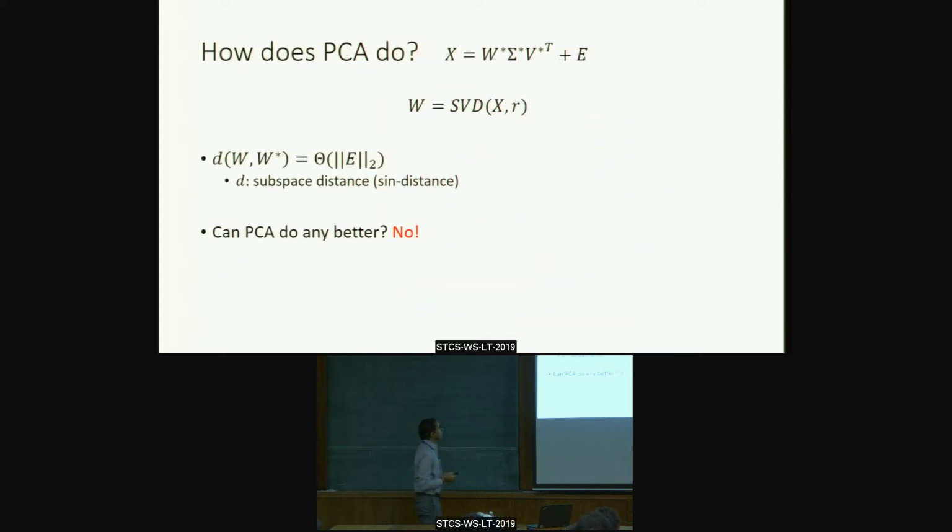If you apply singular value decomposition or the standard PCA algorithm to it, the resulting solution is going to be very bad. You will be able to estimate your W star only up to the operator norm of this error matrix, and this error matrix can be arbitrarily large. So this solution is very bad. Can you do better? Well, yes, using the thresholding ideas.